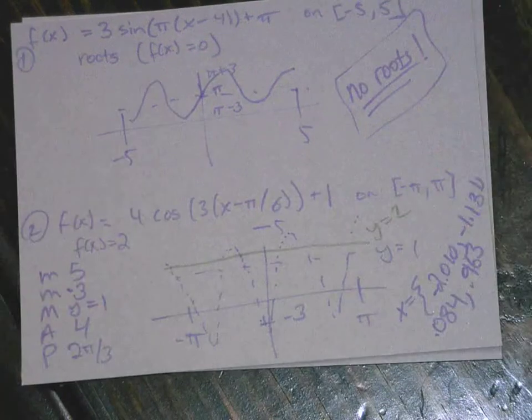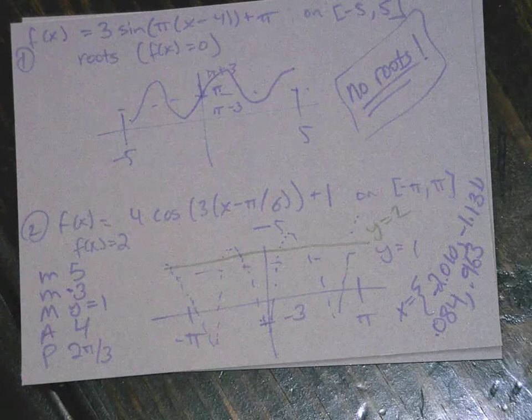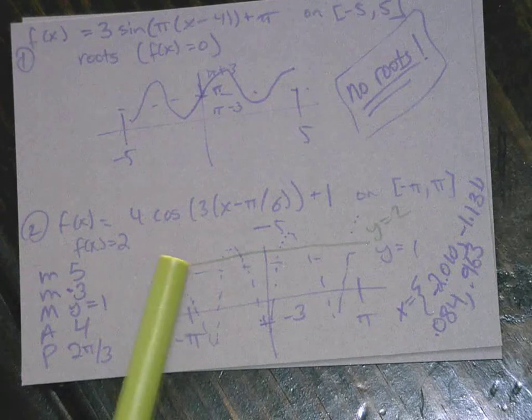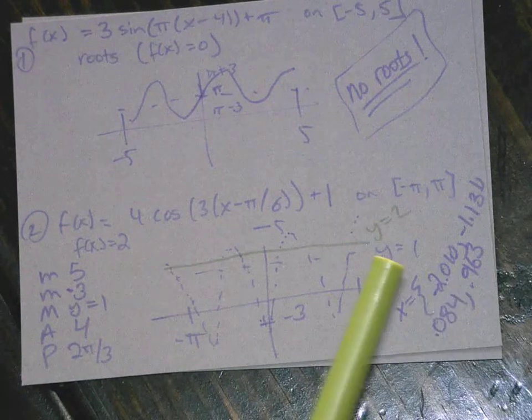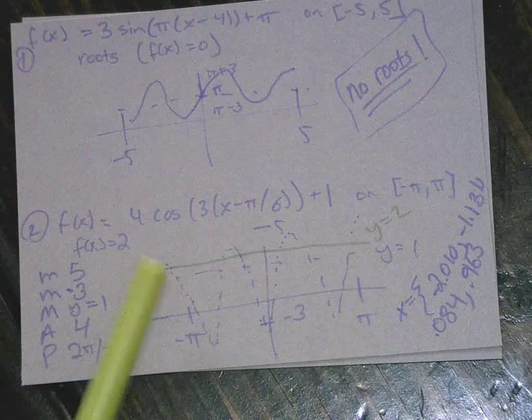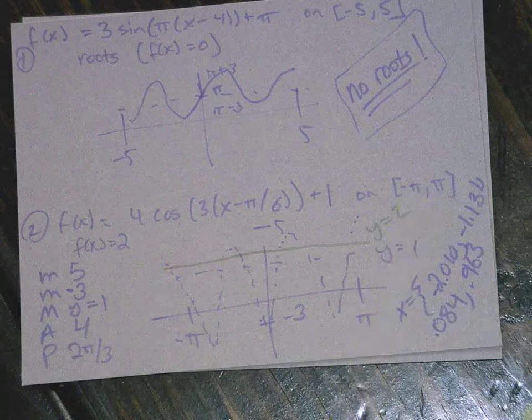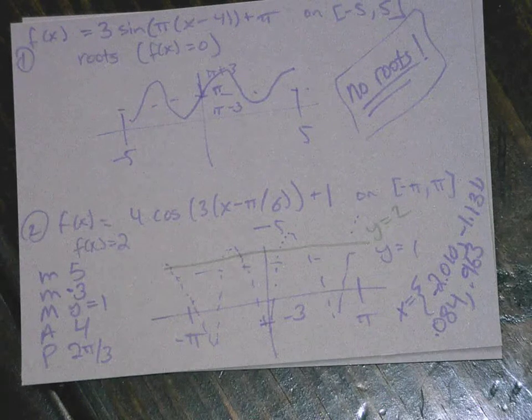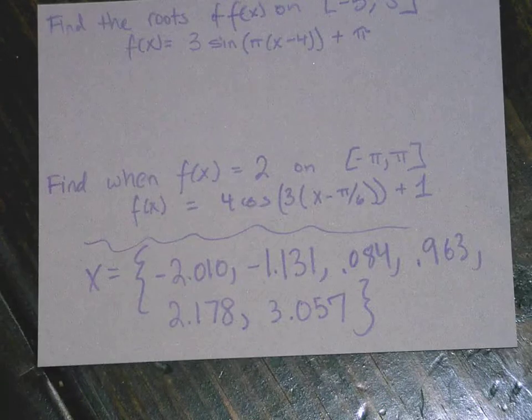And I've got to find all of the intersections between negative pi and pi. I can't include this point because it's before negative pi. I can't include the points after pi. So what I found when I did that is that x equals those 6 values. Do it yourself, rewatch this, and make sure that you understand these calculator skills.